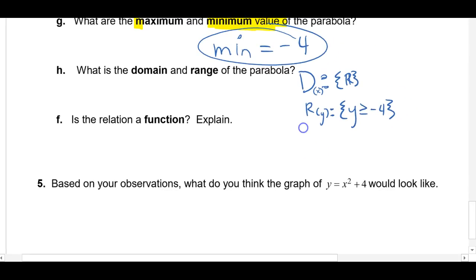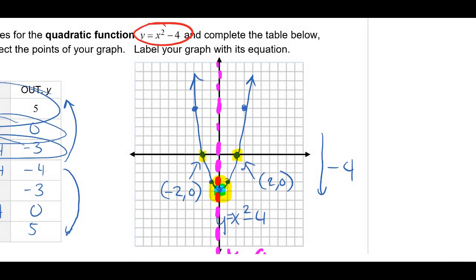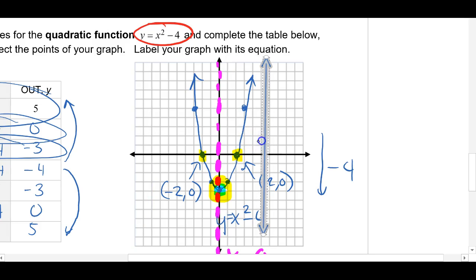Okay, now is this a function? Well, if we take our vertical line test, let's see if I can draw a line. Here's a line, and I move that line across. As I move that line across, does it touch in more than one place? No, it only touches the graph in one place as I go across. So that means that this is a function.